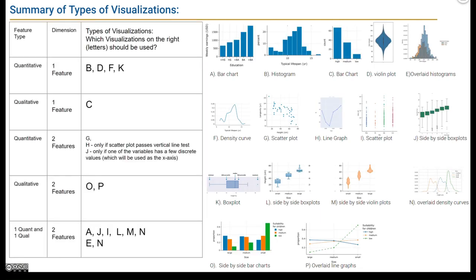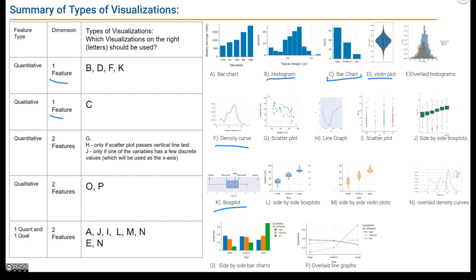Okay, so let's go through solutions. So distributions are going to be the case when I have just one feature. For quantitative distributions, we've talked about histograms, violin plots, density curves, and box plots. Those will be the key tools that we're using in this class. For qualitative distributions, we actually only gave one option, which was a bar chart.